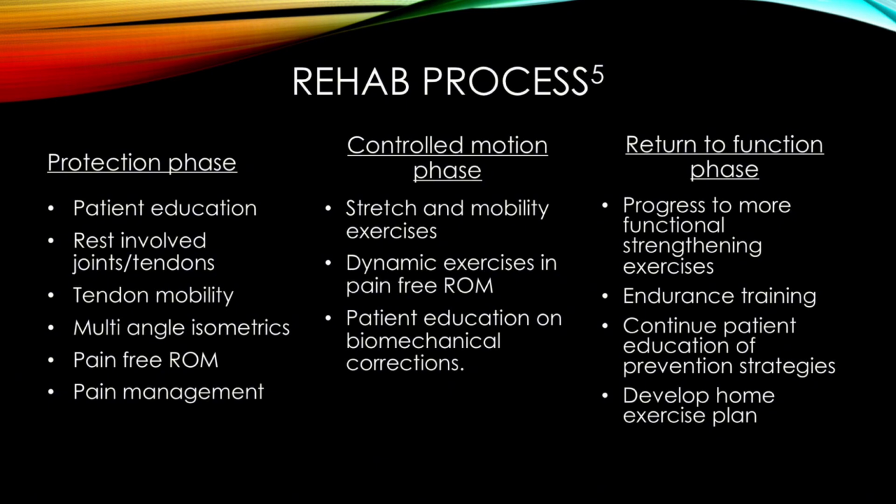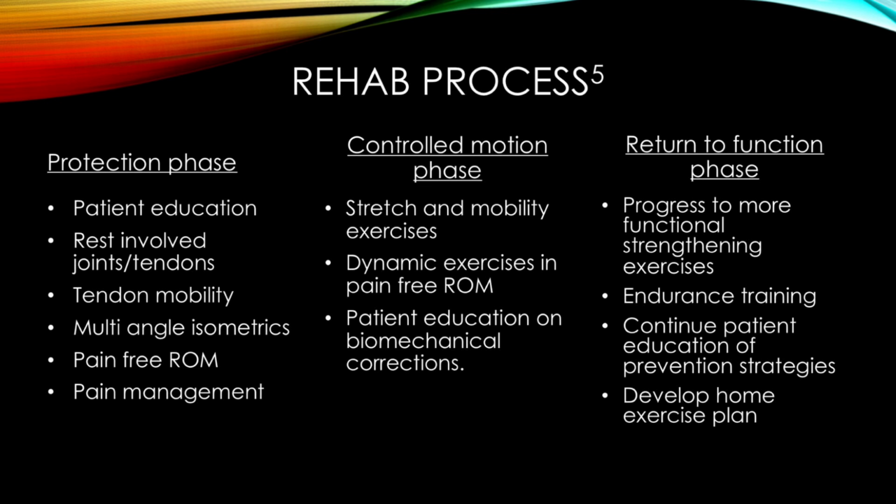Some rehab process goals would be patient education, which would include avoiding aggravating factors, resting involved joints and tendons by either doing modalities such as ice or using a splint. Maintaining tendon mobility with gentle movements, multi-angle isometrics, pain-free range of motion, and pain management. The controlled motion phase: stretch and mobility in the pain-free ranges, dynamic exercises with pain-free range of motion, and patient education on biomechanical corrections to avoid stress on the tendons.